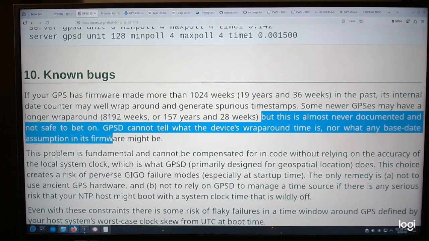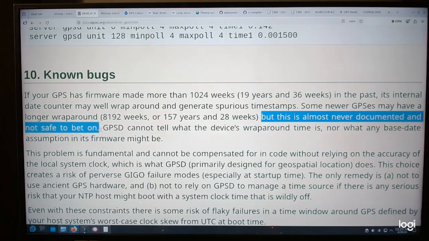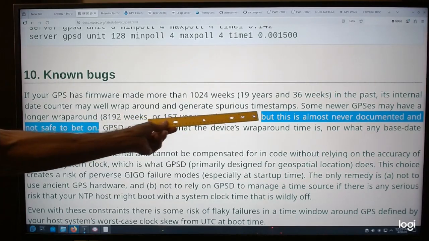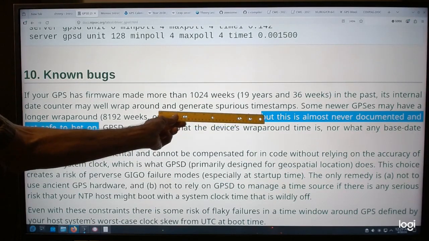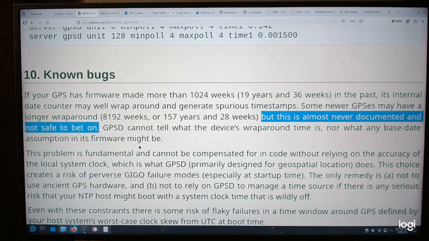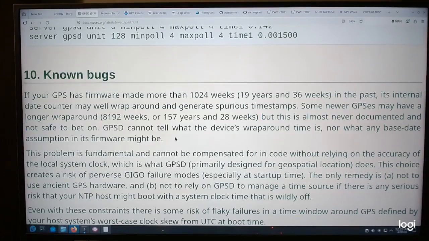This is almost never documented in a safe bet. I mean, they give no documentation for that statement. You know, if I was U-Blocks, I might wonder if I could sue those people for that.